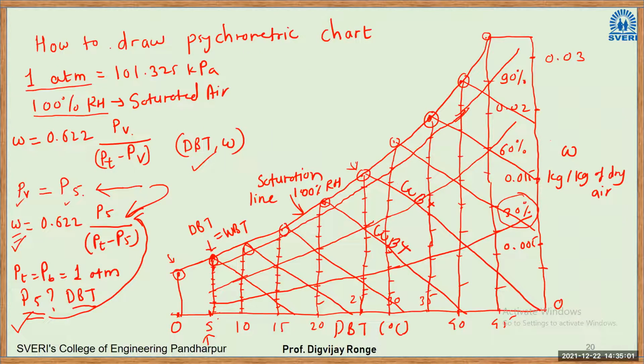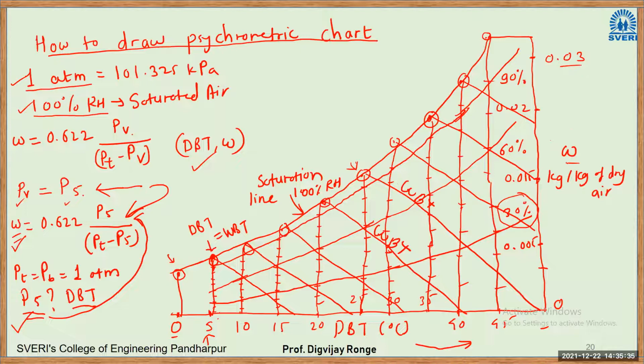So how to draw a psychrometric chart? Now here we assume pressure conditions as 1 atmosphere, and we assume that the air is saturated. On the x-axis, or the abscissa, I have taken dry bulb temperature, with values from 0 to 50 degrees Celsius. On the ordinate, I have taken specific humidity, with values from 0 to 0.03 kg per kg of dry air.